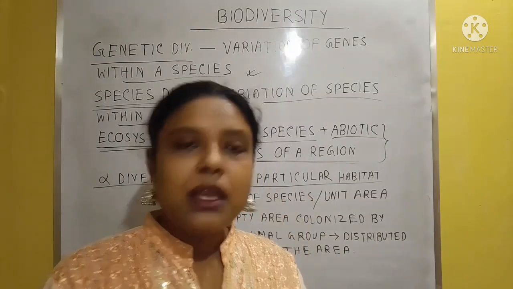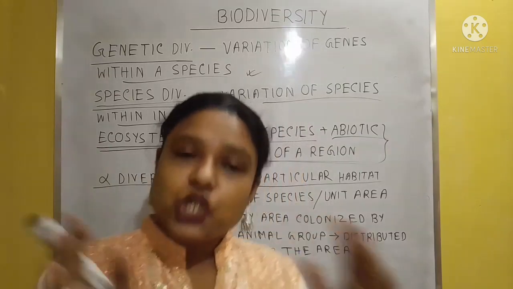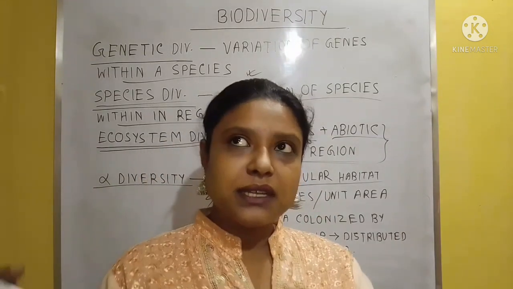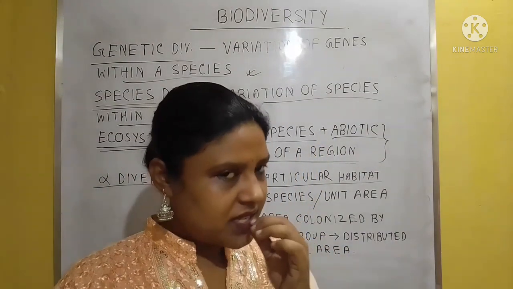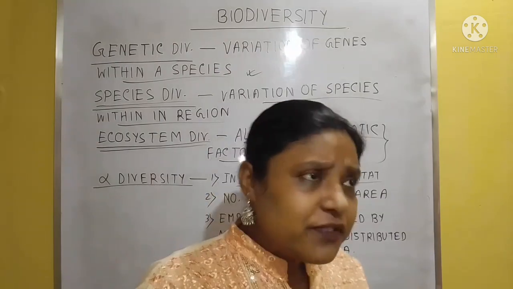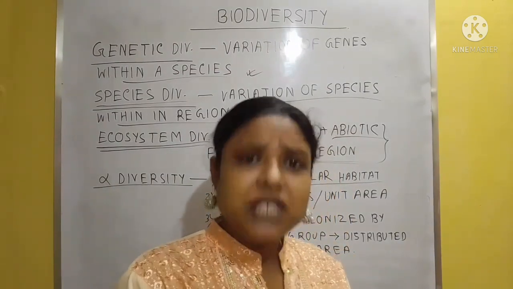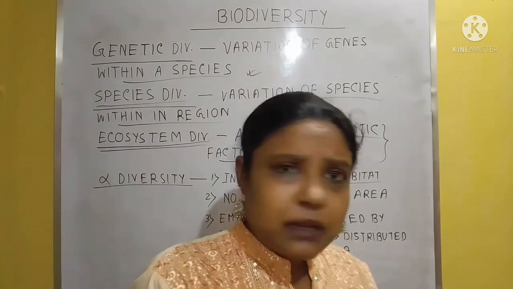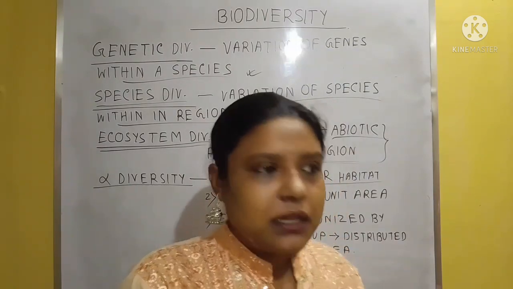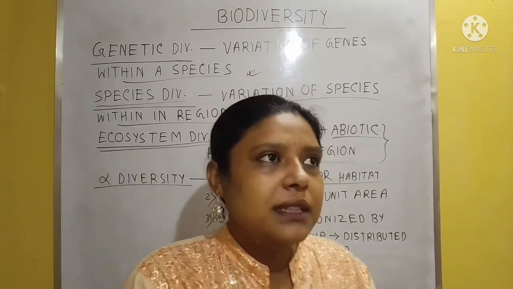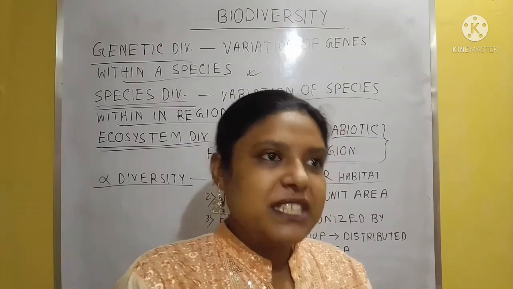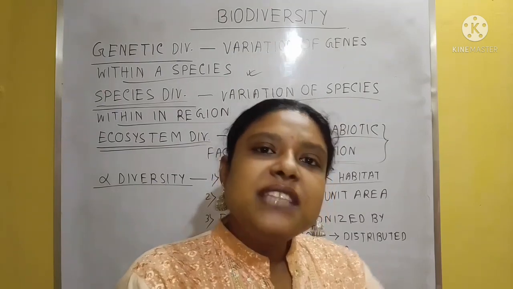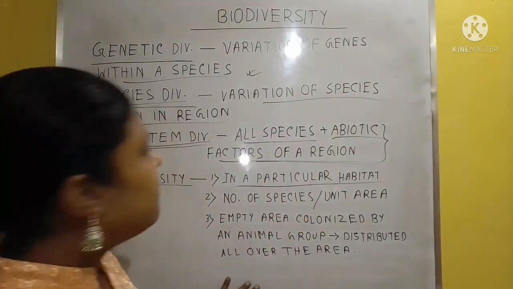And the third one, with empty space, that is totally empty space and some species came there and occupy the region. So first of all they came into an empty area and occupied this particular region, and after that they distributed, because in that situation the resource amount is high and the species are very few, so they distributed all over the area. Okay, so this is alpha diversity.